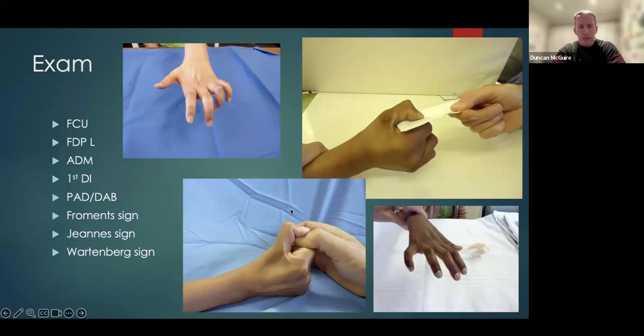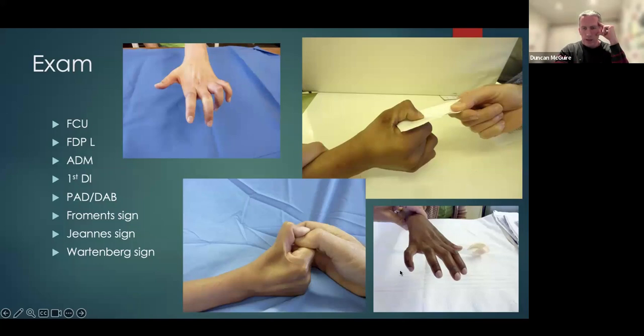The one on the bottom is Jeanne's sign, similar to Froment's, but it's hyperextension of the MCP joint. The reason that it hyperextends is because half of flexor pollicis brevis is supplied by the ulnar nerve. But that is a variable supply, so in some patients the whole of the flexor pollicis brevis is supplied by the ulnar nerve. In those patients, if they're flexing against resistance, there's nothing to flex that MCP joint, so they hyperextend it.